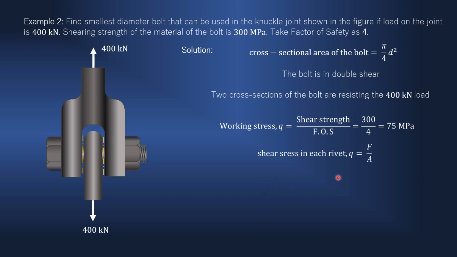So this stress is equal to force on the bolt divided by cross-sectional area resisting that force. So stress must not exceed 75. So shear stress is 75. Load on the bolt is 400 into 10 raised to 3, so in Newton. And denominator, watch carefully. It is twice pi d squared by 4 because the bolt is in double shear. So two cross sections are resisting that force.